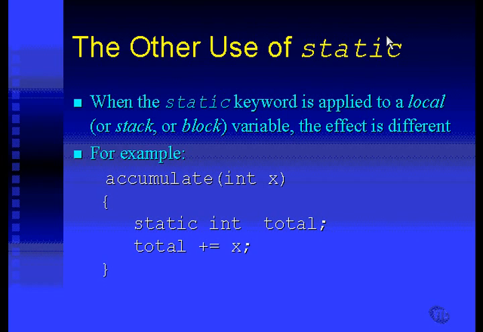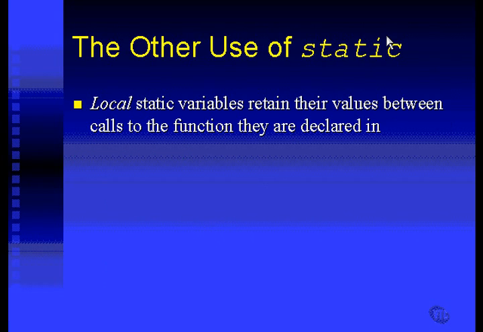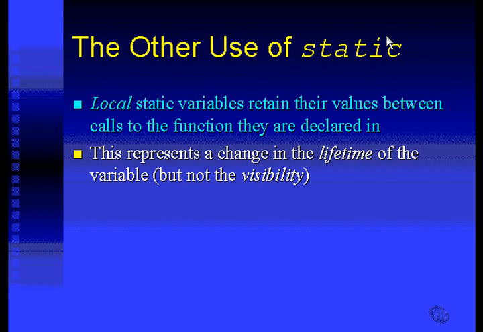So let's now look at a summary of the properties of static local variables. A local static variable retains its value between the calls to the function it's declared in, as we just saw. Now, this represents a change in the lifetime of the variable, but not the visibility. The visibility has not changed. That local variable is still local to that function. No other function can access the variable other than the function it's declared in. But the lifetime of the variable has changed. In fact, the lifetime of the variable has changed such that it is now the same as the lifetime of any global variable or any global static variable. In other words, the entire duration of the program.